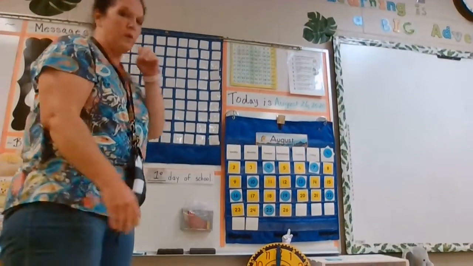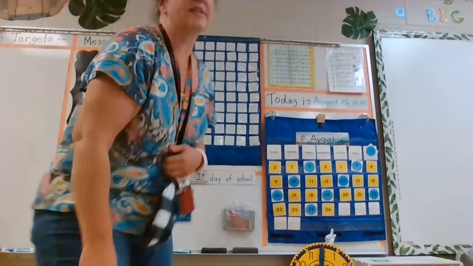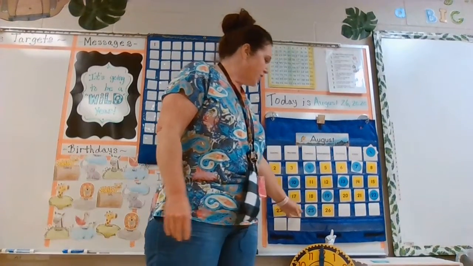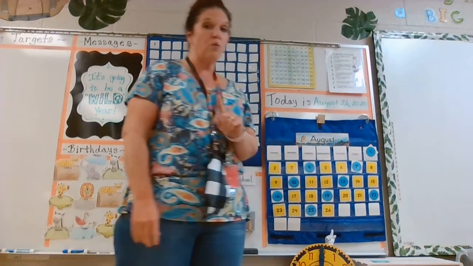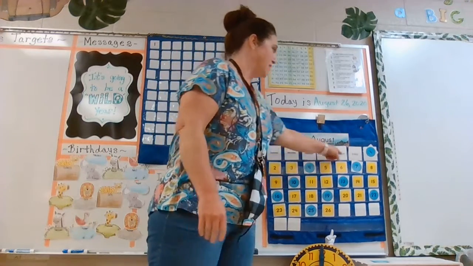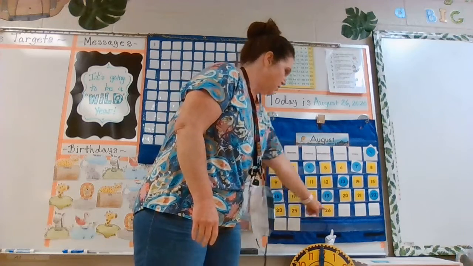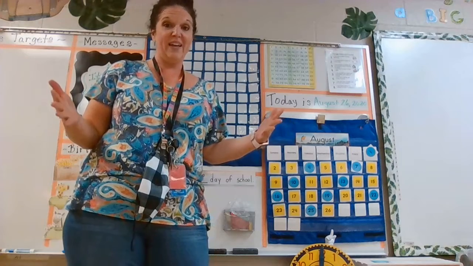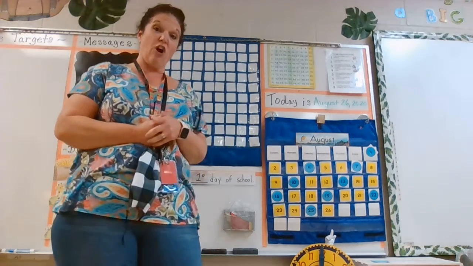Now, the next part of calendar would be discussing that Wednesday is the third day of our school week, because there's 5 days in our school week: Monday, Tuesday, Wednesday, Thursday, Friday. 1, 2, 3. But it's actually the fourth day of the whole week. Can anybody tell me how many days there are in a week?